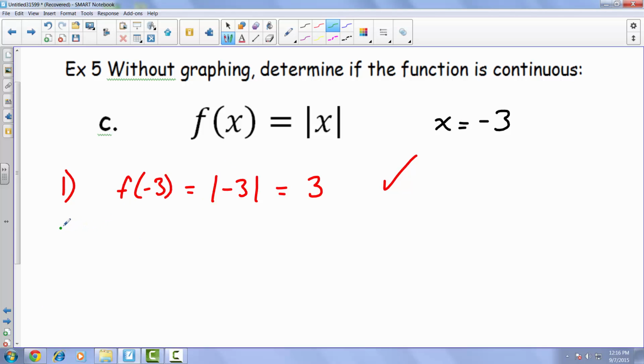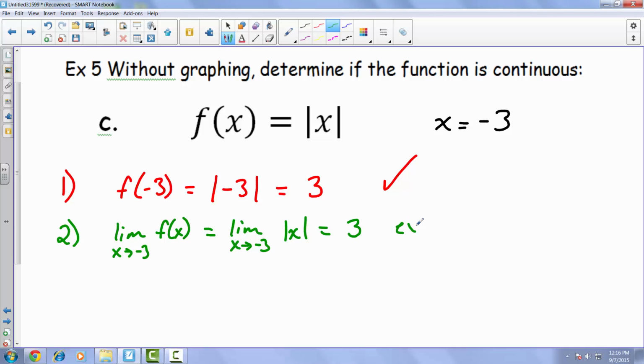Looking now at criteria 2, the limit as x approaches -3 of our function, well, that's the same thing as saying the limit as x approaches -3 of the absolute value of x. And again, we can use direct evaluation. And when we do that, we end up with 3. So yes, this does in fact exist. Likewise, this guy existed. So it looks like criteria 2 does check out.